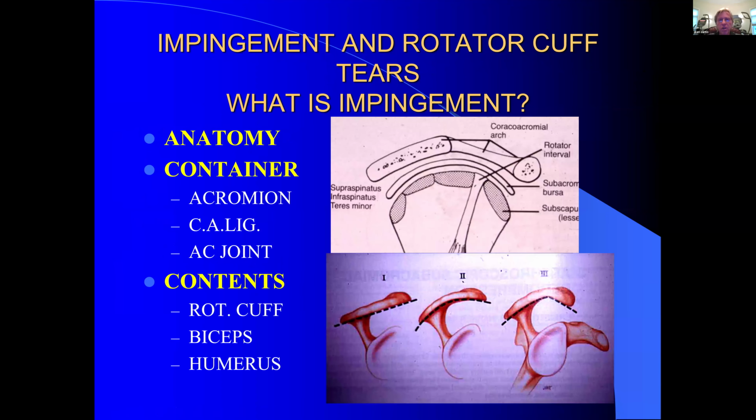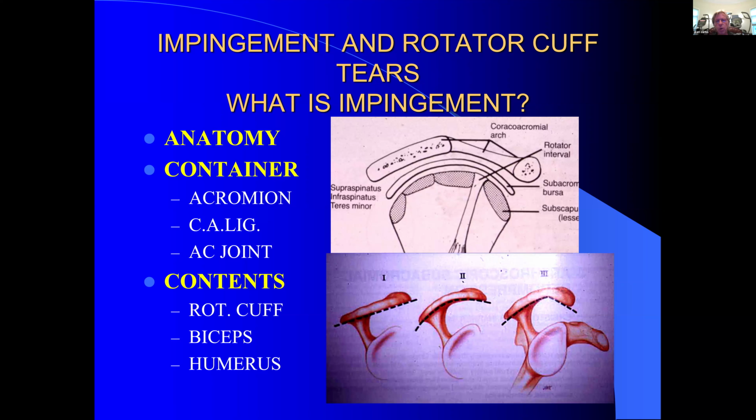And so, impingement and rotator cuff disease. This is probably the most common thing we all deal with, because whether it be traumatic or repetitive use of the shoulder, it's basically, what is impingement? It's abnormal repetitive contact between the contents of the humeral head, the rotator cuff, and the biceps, rubbing against the container, which is the acromion superiorly, the coracoacromial ligament anteriorly, and the AC joint medially.